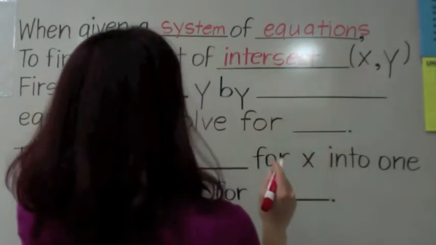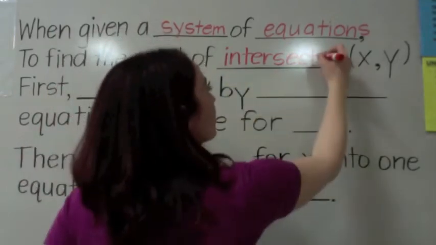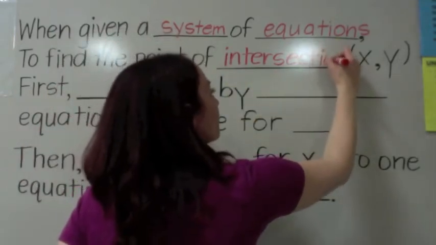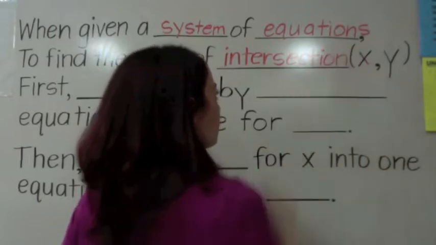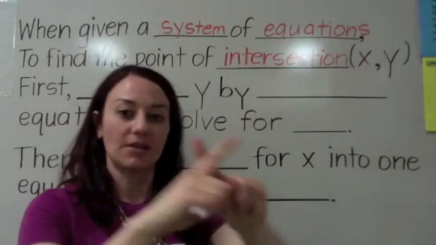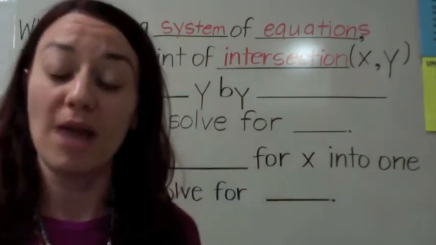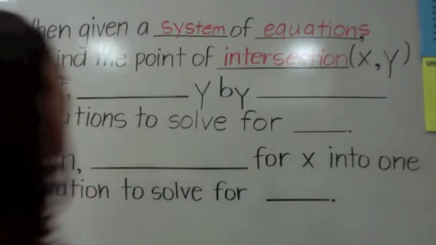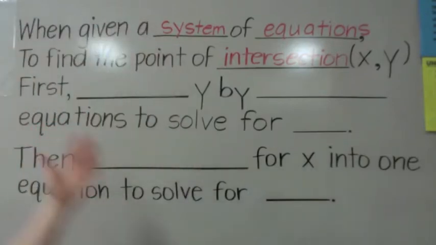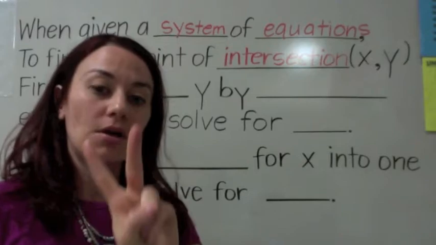To find the point of intersection, that would be x, y, right? Where do they intersect? That's their intersection, x comma y. Remember, we found that last week. Well, first, I'm going to teach you two things.